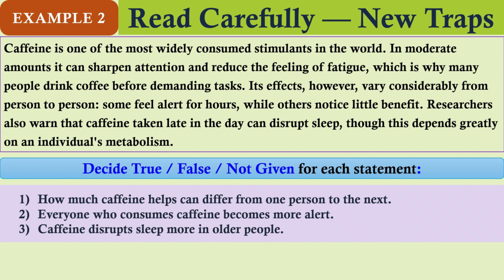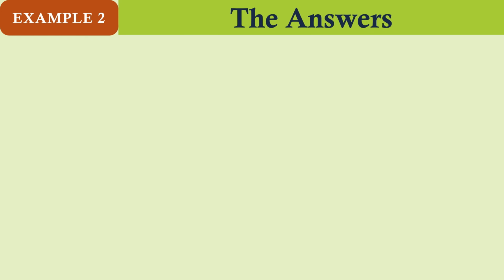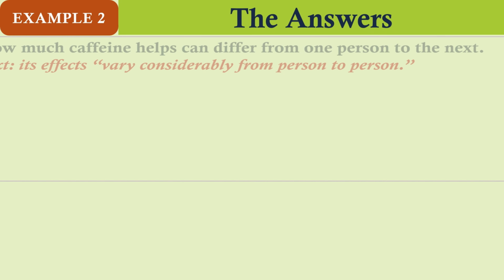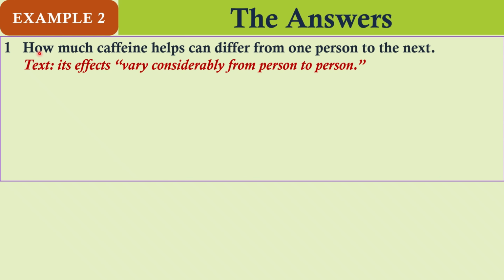As you read, pay close attention to the small words because they often contain the trap. Let's check the answers. Statement 1. How much caffeine helps can differ from one person to the next. The passage says that its effects vary considerably from person to person. That's the same idea expressed in different words, so the answer is true.